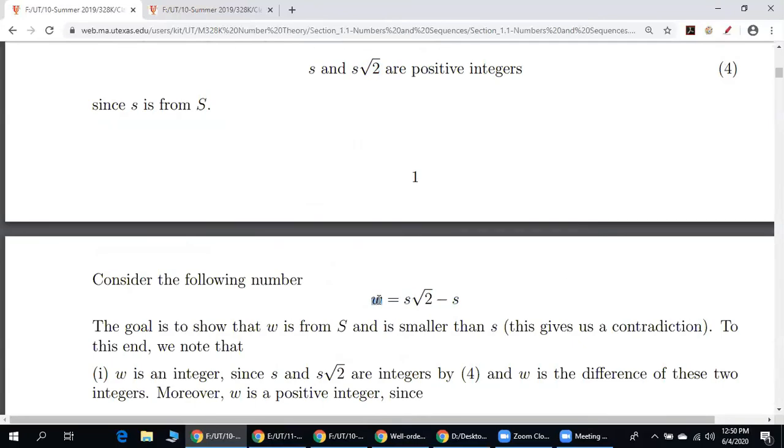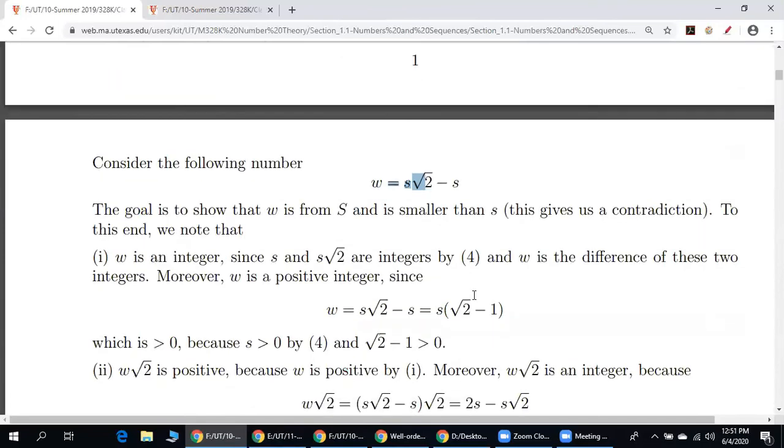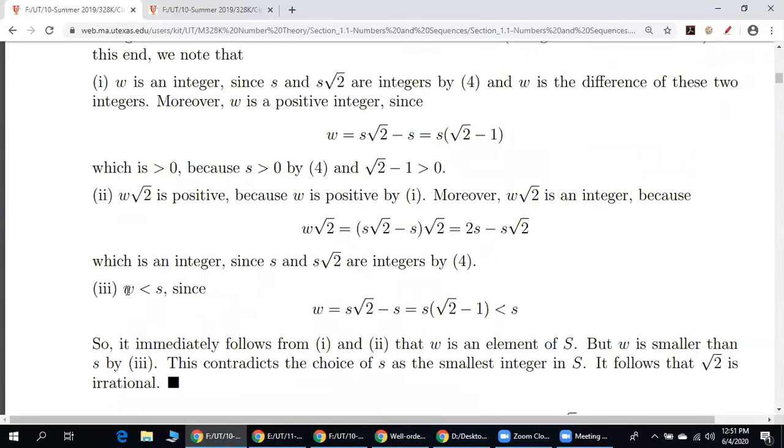Let us consider W, which is equal to 2s minus s. Correct? Here is one problem. 3 will fail. We will not be able to prove that W is less than s because 2 times s minus s is s, which is not less than s. Does this make sense? Yes.